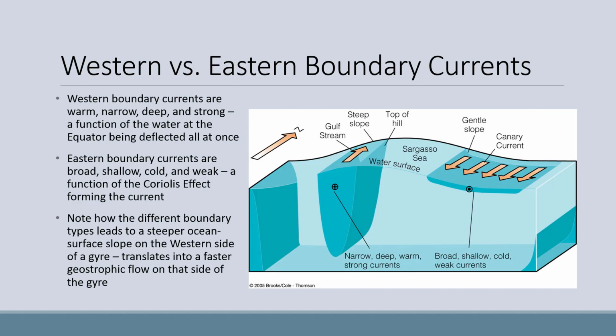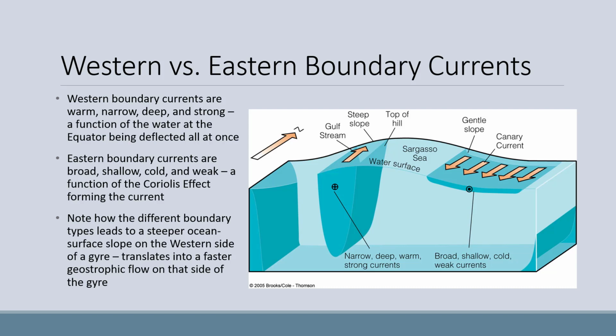This causes western and eastern boundary currents to be super different. Western boundary currents are warm, narrow, deep, and strong. This is a function of the water at the equator being deflected poleward all at once. And of course, they are warm because the water was recently at the equator where there is higher solar heating.